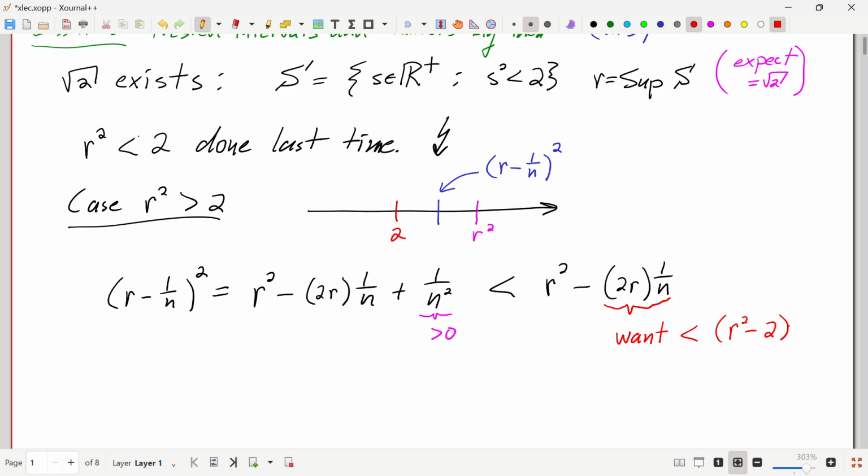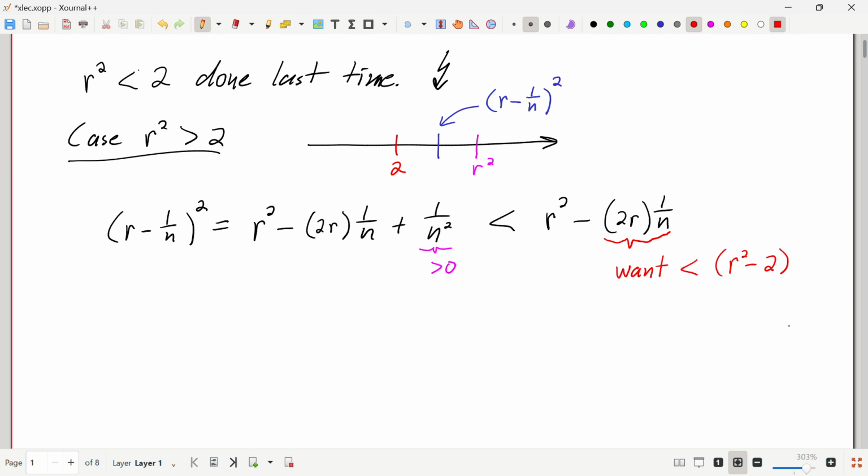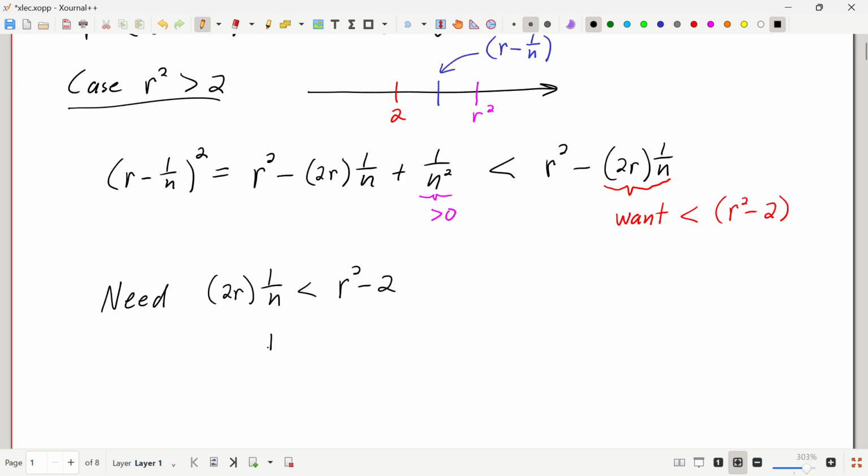Okay, I'm at the purple R squared. I'm going to squeeze over a little bit, and I want it to be less than that total distance that I move to the left. Okay, well that's very easy to arrange. So you see, aha, I need 2R times 1 over n to be less than R squared minus 2, which means I need 1 over n... By the way, these things are positive. R squared minus 2 is positive, 2R is positive, so I should mention that that's positive.